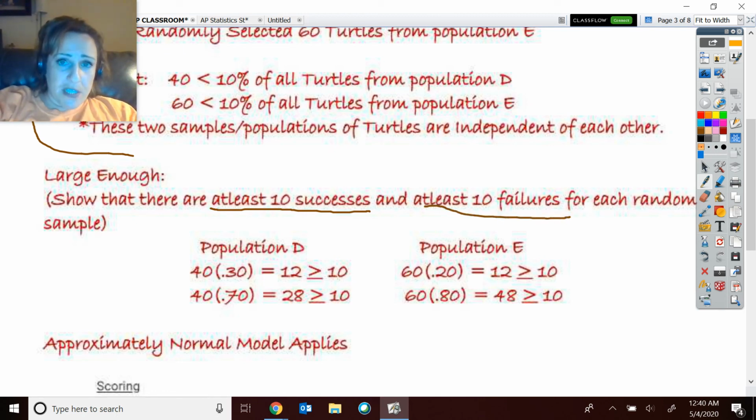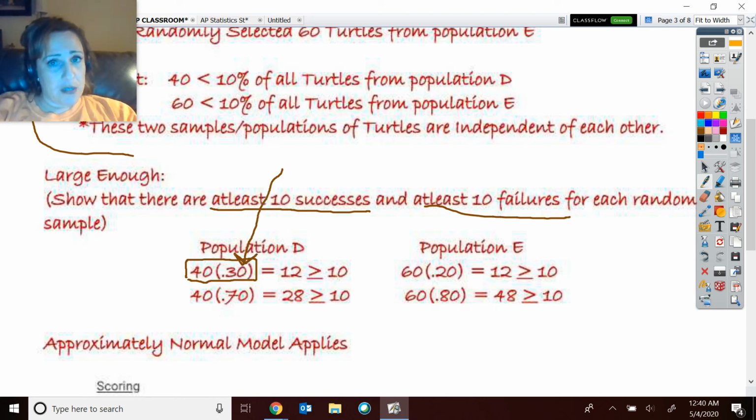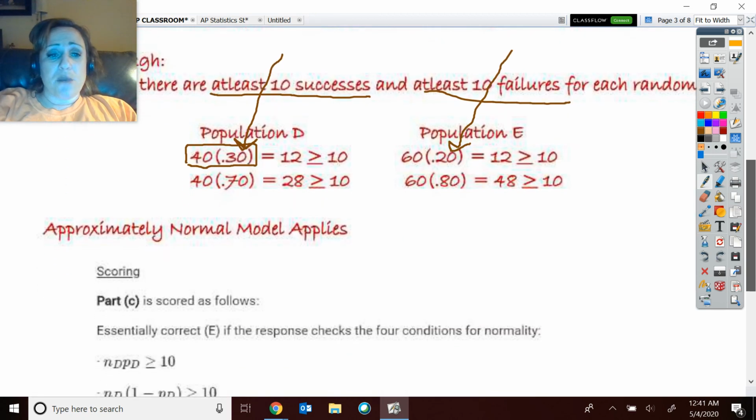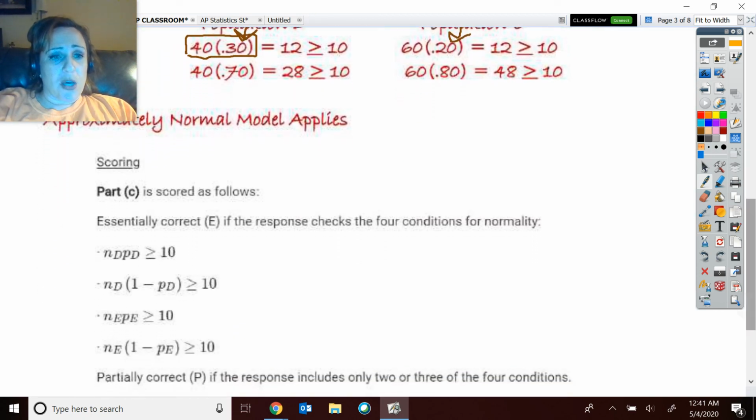So here's my population D information. 40 is N times P. True P, population P, is 12, greater than or equal to 10. The best it can be is if you use true P. Okay, using true P there. If you don't have that, that's when you would use that P hat. Okay, but we have our true P for population D and population E. And all of those are met, so therefore we have approximately normal model.